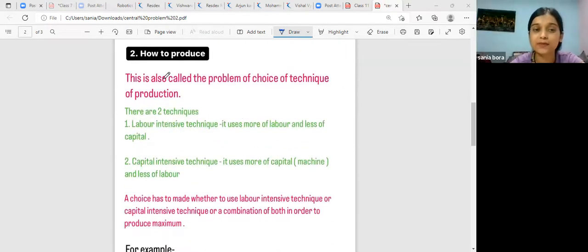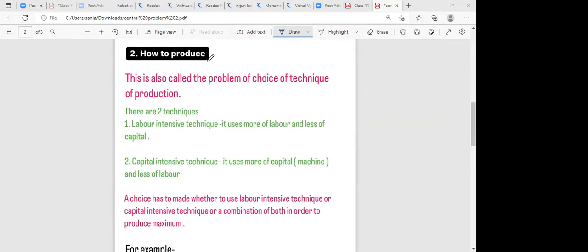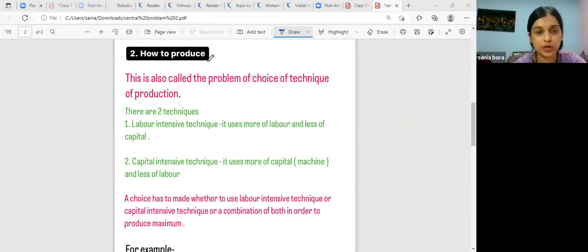Okay, now the second problem is how to produce, right? I have to choose the technique. For example, if you want to produce noodles, there are two methods. Either you will be using a machine or you'll be cooking the food with your hand, right? So how to produce is also called the problem of choice of technique of production. You have to make a choice between techniques, like which technique you're going to use. Basically, in an economy, there are two techniques. First is the labor intensive technique and second is the capital intensive technique, right?